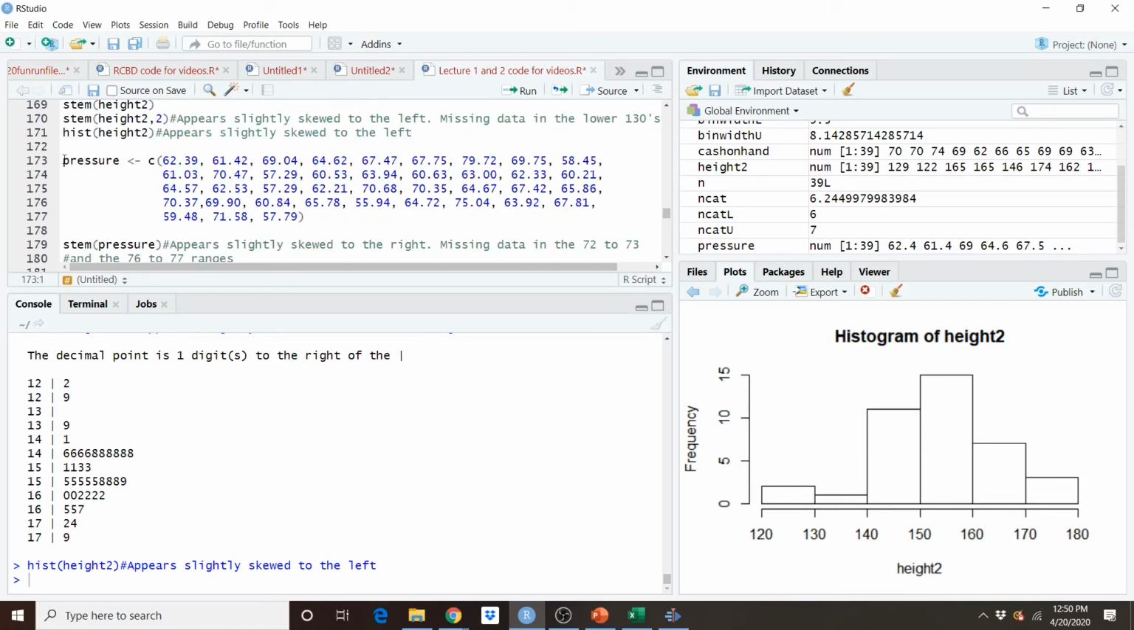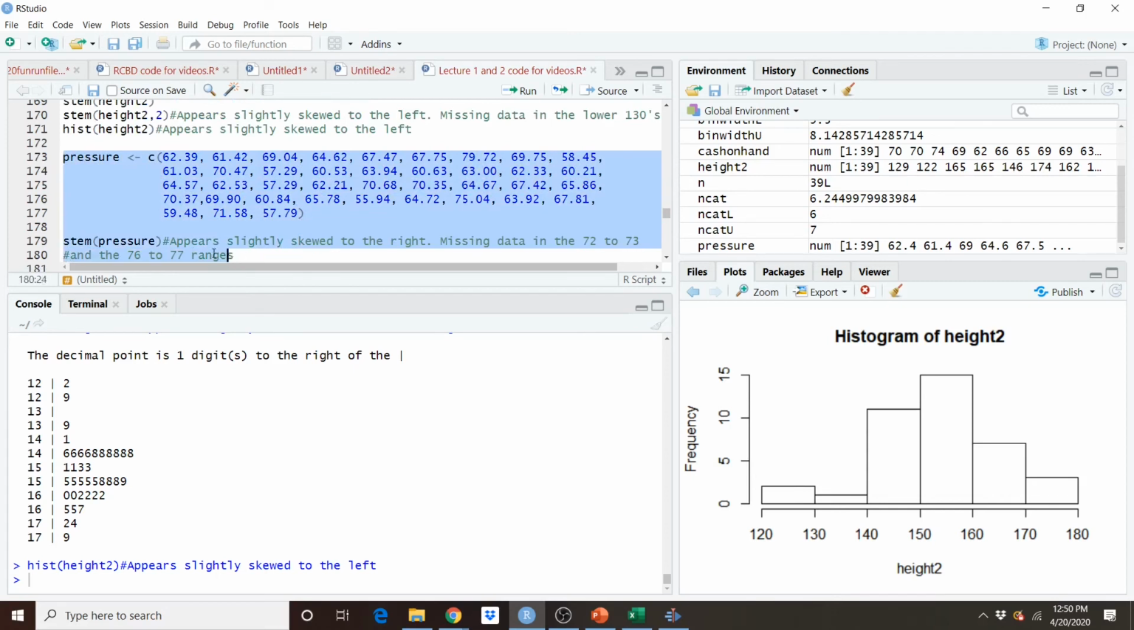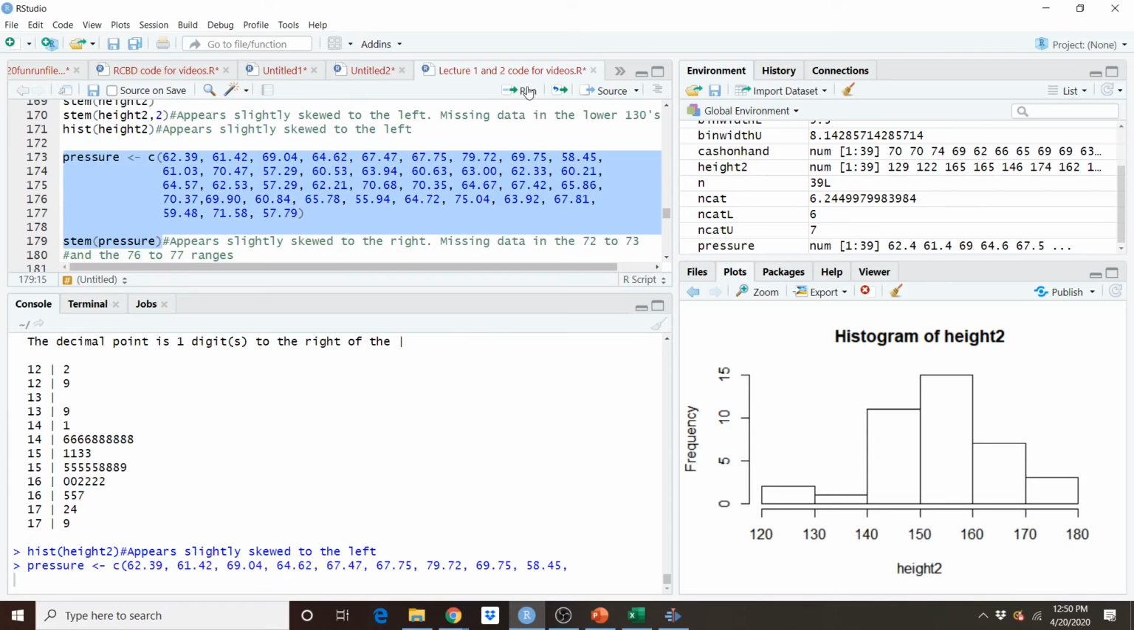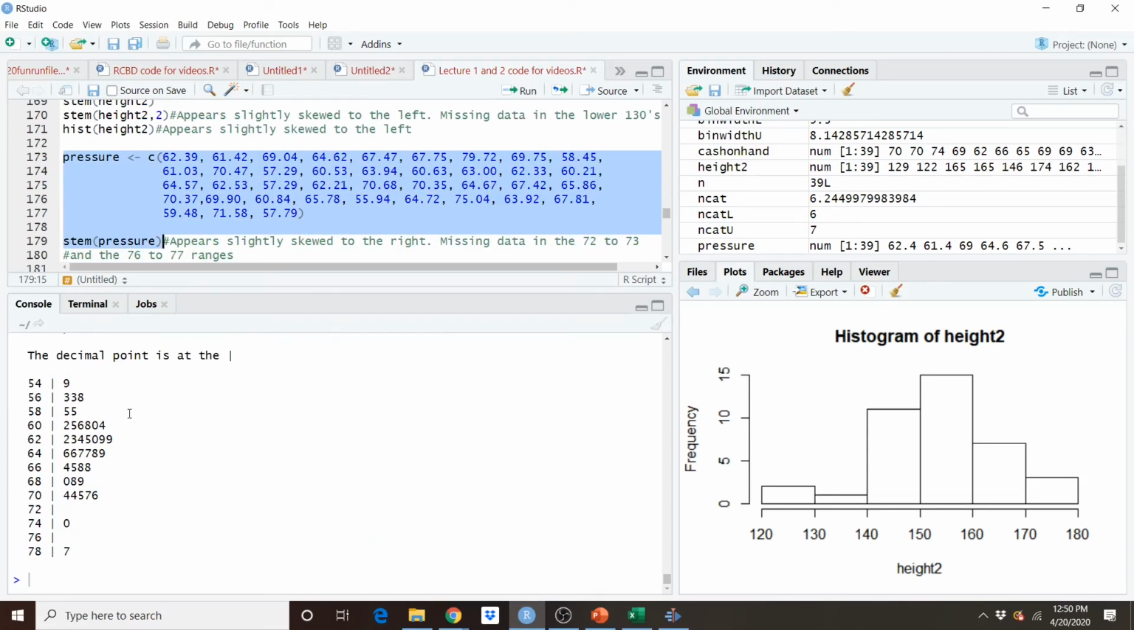Let's take a look at our pressure data. And we will go ahead and run the stem and leaf plot with this. Notice here's my pressure data. My decimal point is at the bar, so I have 54.9 as my lower value, 78.7 as my upper value. So if I want the range, I take the 78.7 and subtract the 54.9. Notice this looks to be skewed to the right. I'm missing data between 72 and 73 range and between 76 and 77 range.